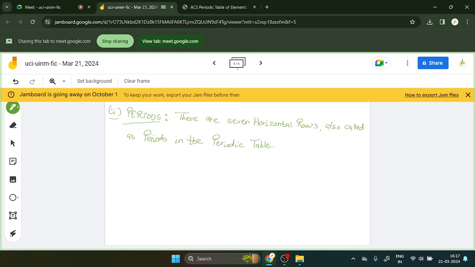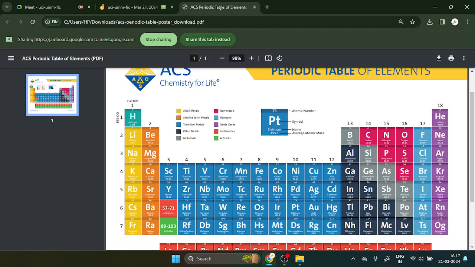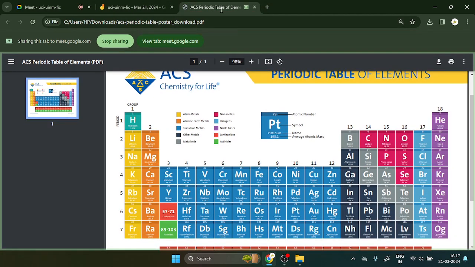For example, let's take period number 1. I'm going to share the table with you. Atomic number 1 is hydrogen, and the last one is atomic number 2, helium. See here, this is the first period. 1 hydrogen, 2 helium. Clear?